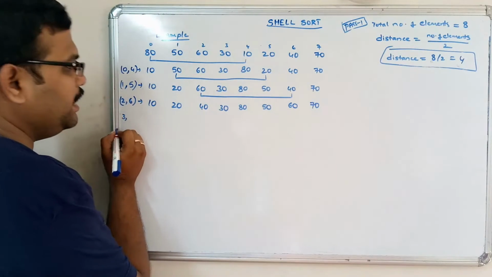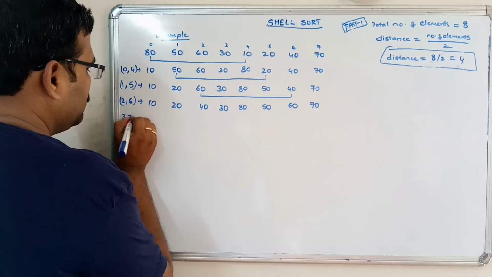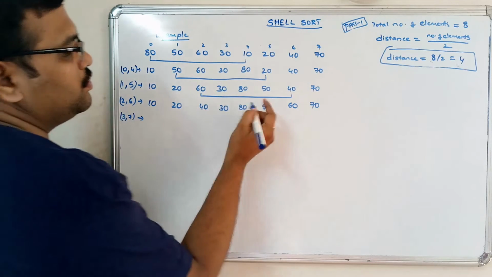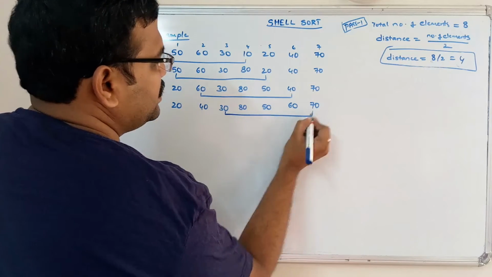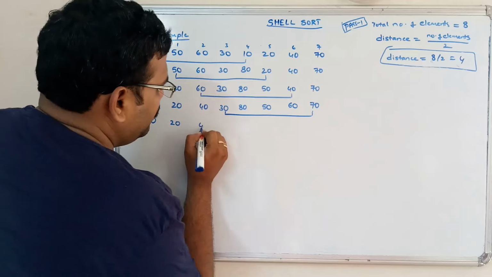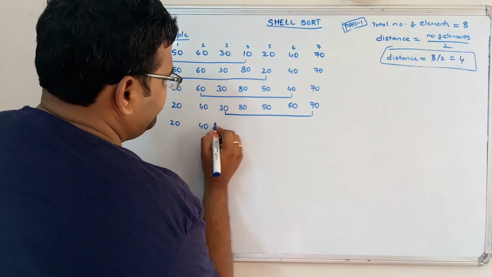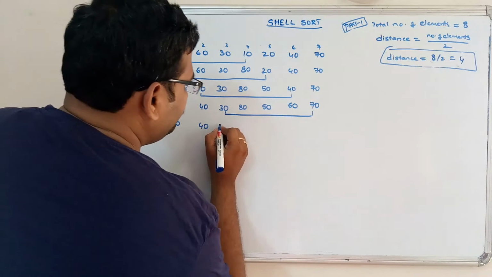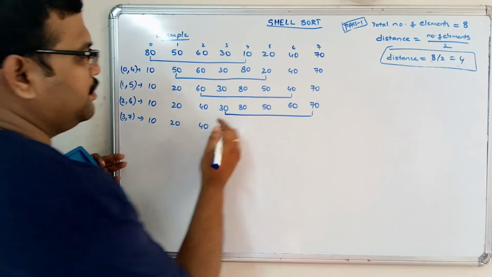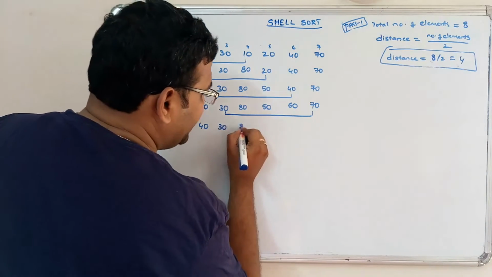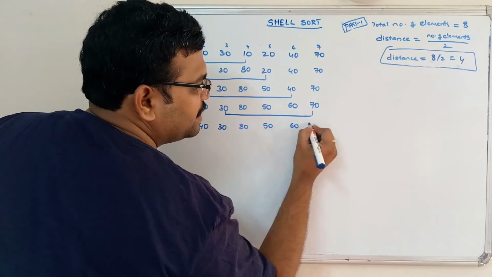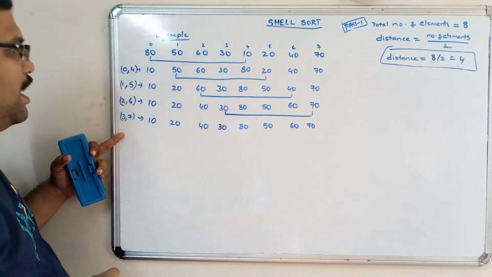Next, 3 and 7. 3 and 7, right? So 3 and 7. Again swap. So 10, 20, 40. Sorry. There is no swap. No swap is required because 30 is less than 70. 80, 50, 60 and 70. See, after the pass 1.